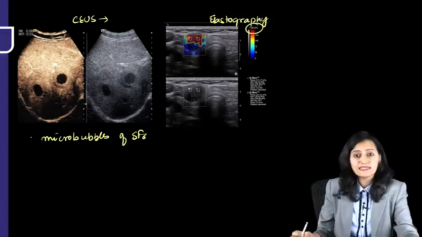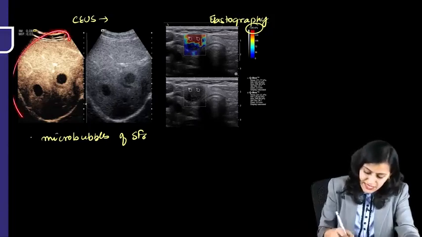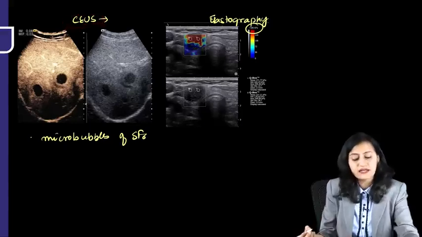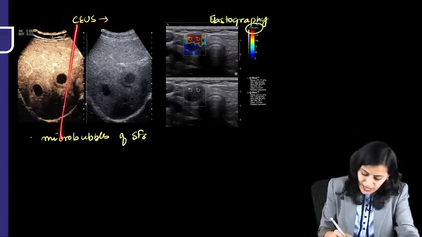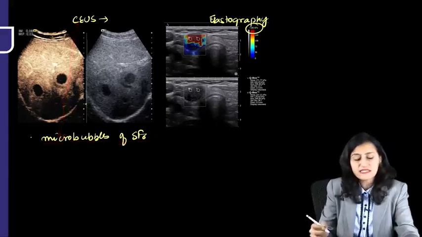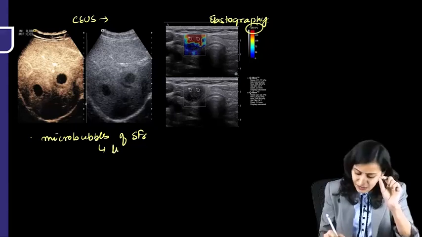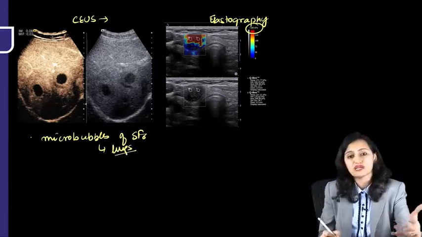Okay. Now, what is this investigation here? When you see an ultrasound image which is orange color, it is a contrast enhanced ultrasound. What is the contrast used? It is microbubbles of sulfur hexafluoride gas which is given IV. And it is excreted by the lungs, therefore it is safe in renal failure.